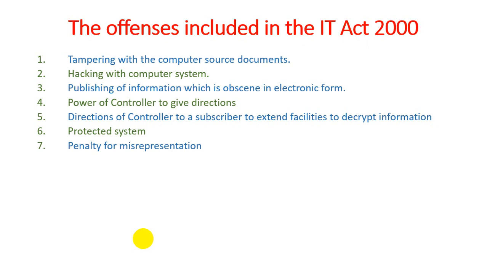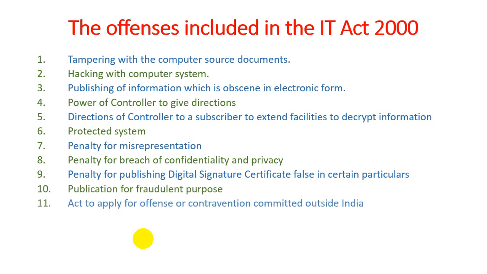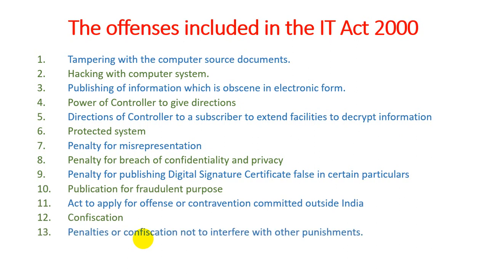Penalty for misrepresentation, penalty for breach of confidentiality and privacy, penalty for publishing a digital signature certificate that is false in certain particulars, publishing for fraudulent purposes, and the act applying to offences or contraventions committed outside India. Confiscation is nothing but retrieving or disclosing personal information for monetary purposes. Penalties or confiscations do not interfere with other punishments. And the last one is the power to investigate offences. Guys, these are the 14 things included in the IT Act 2000 as cyber offences.